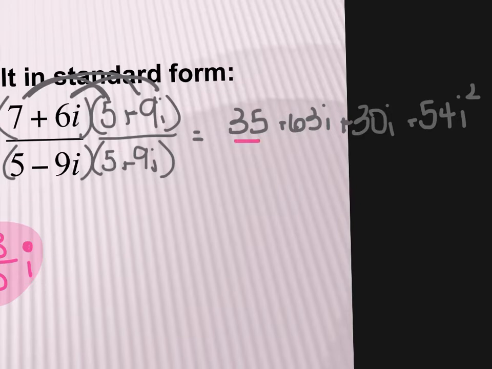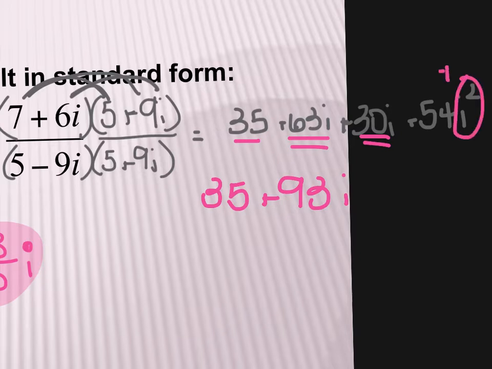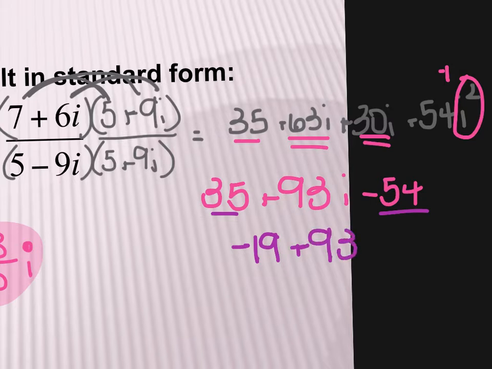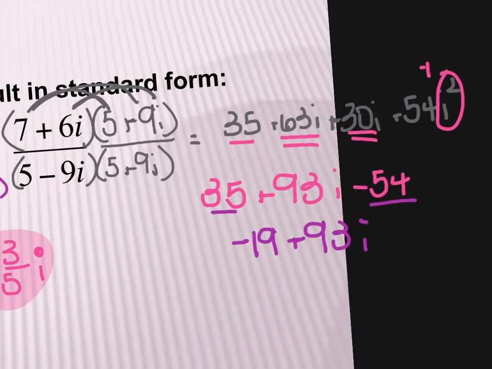So 35 would go by itself so far. 63i and 30i become 93i. And then this i squared becomes a negative 1, making that a negative 54. And then I can combine together 35 and negative 54, which is negative 19 plus 93i. So that whole thing is just your numerator. And then I've got to work out the denominator.